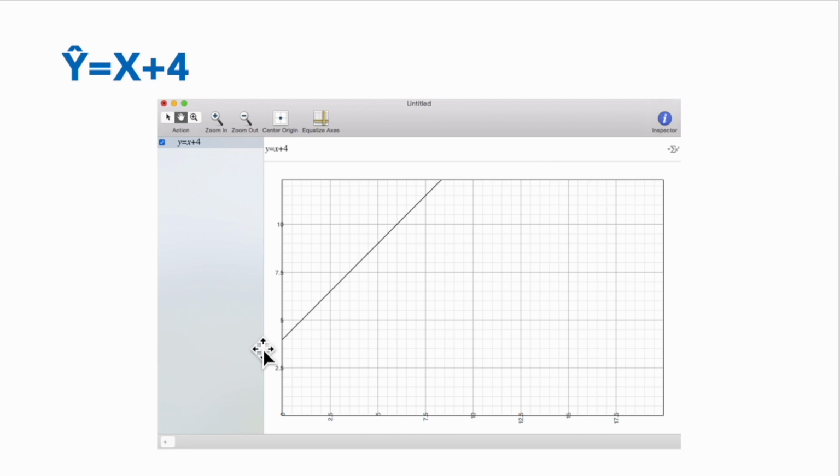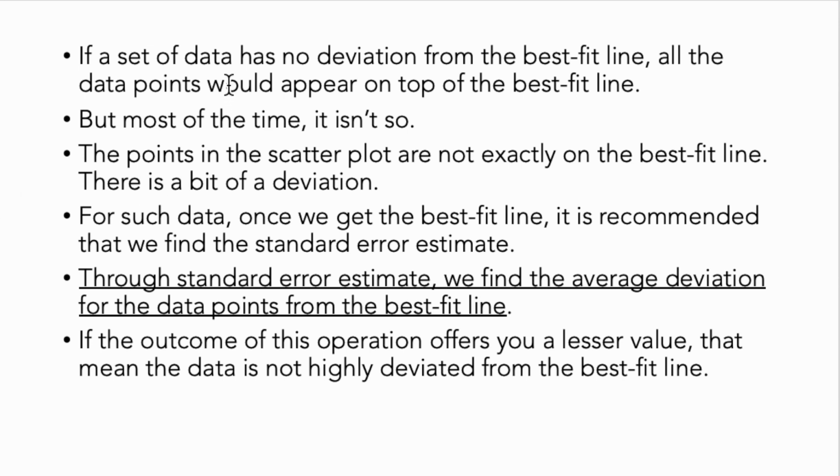The relationship would look like this. 4 is the intercept, so even when x is 0, there is still y at 4. So y would always start at 4 in this particular plot, and then it would have an upward trend, just like what you see. If a set of data has no deviation from the best fit line, then the data points would appear to be on top of this best fit line. This is the best case scenario.